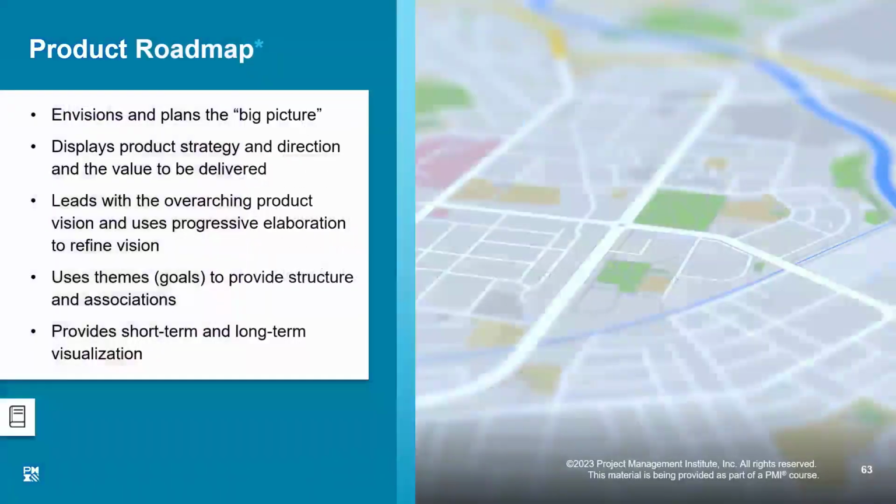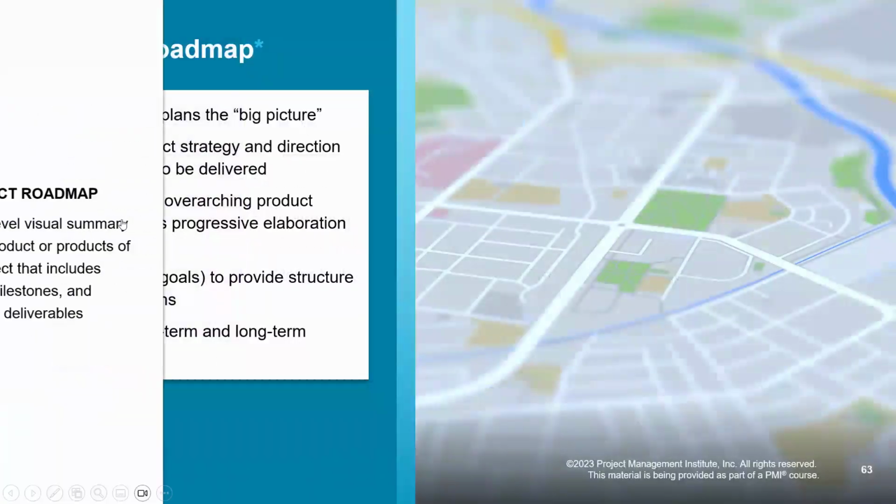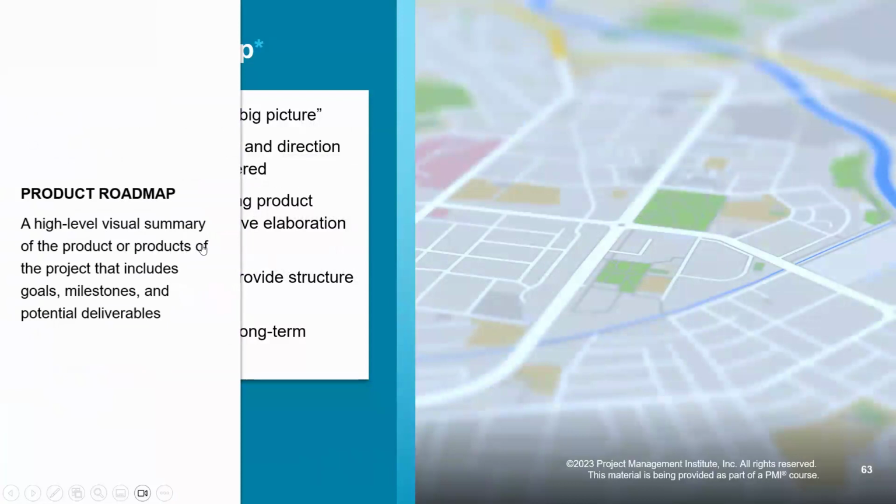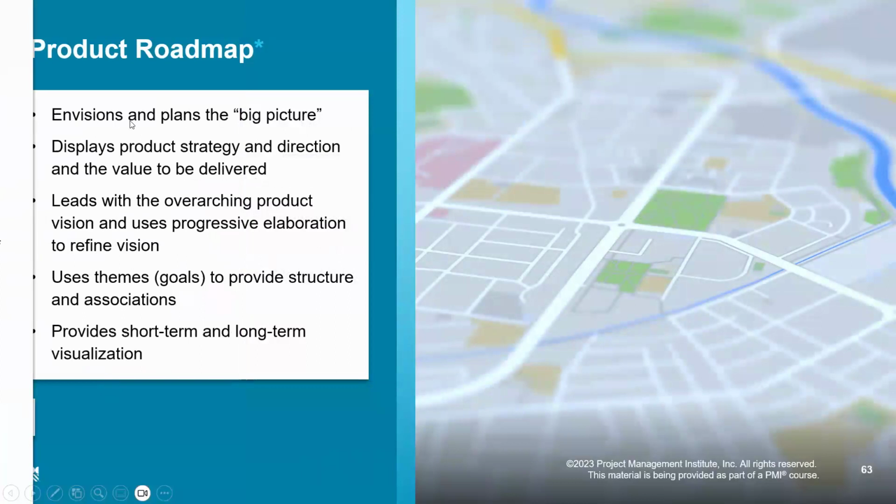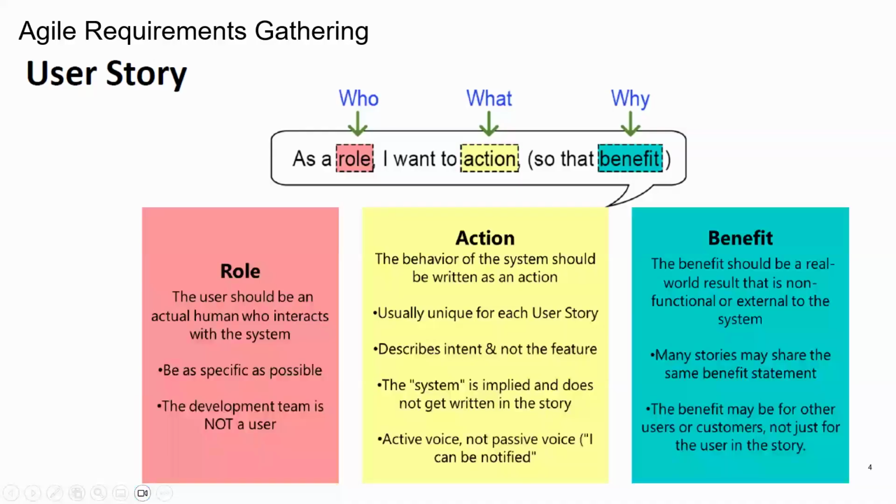What is a product roadmap? As I told you, a high-level visual summary of the product or products of the project that includes goals, milestones, and potential deliverables, right? It envisions and plans the big picture. Already I explained about that. So you can go through that. User story, already we discussed about that, right?